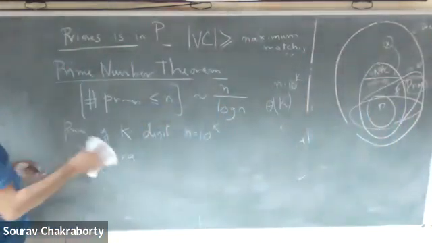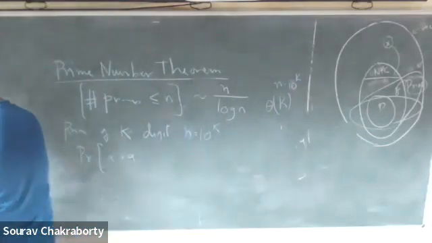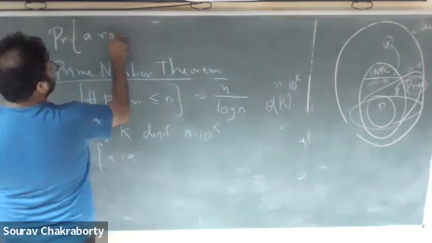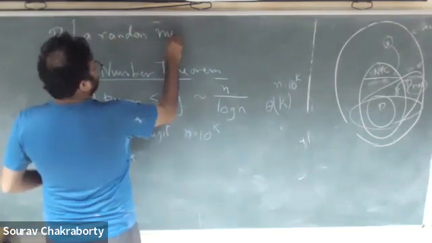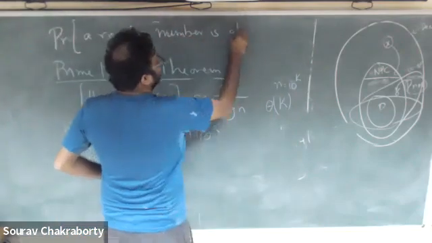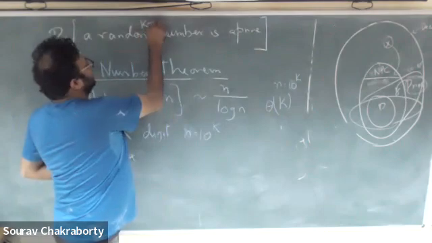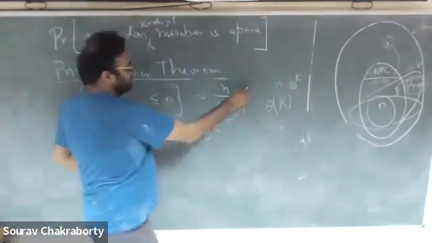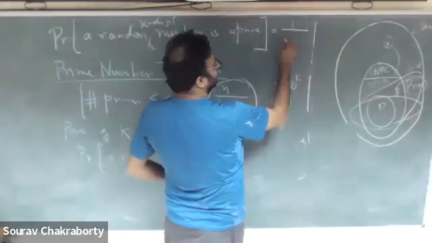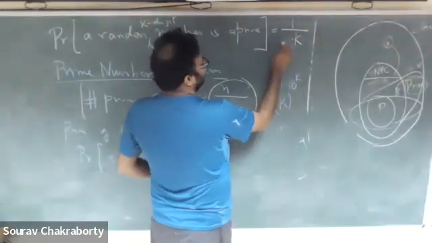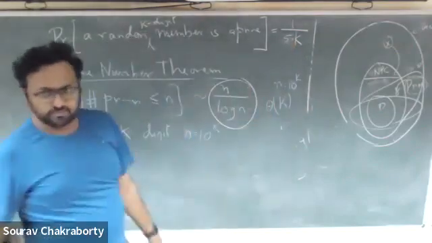Okay, so let me continue a little bit here. Maybe I will just use the top one, which might be slightly better for you. So the probability that a random number, a random k-digit number, is a prime is 1 by some constant times k, maybe 5k or something like that.